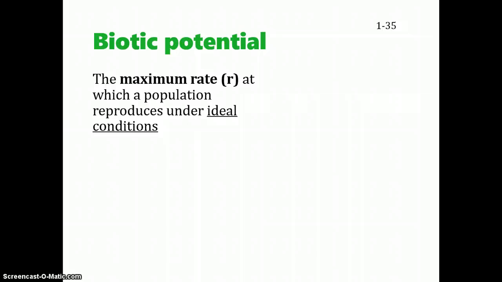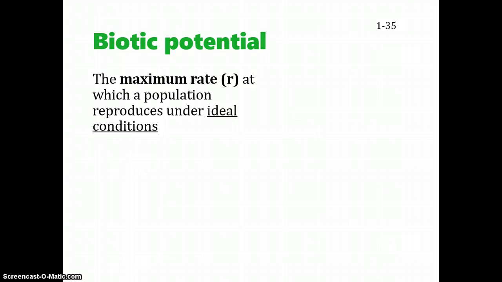So first we'll talk about biotic potential. Now, as the name implies, biotic, bio meaning life, and then potential, which you've probably heard before. Someone has potential. So this is saying your potential for life. In this case, what we're referring to is the maximum rate, and you'll see this referred to as R, at which a population reproduces under ideal conditions. So the maximum rate is going to be different between different organisms, and we'll talk about why here soon.